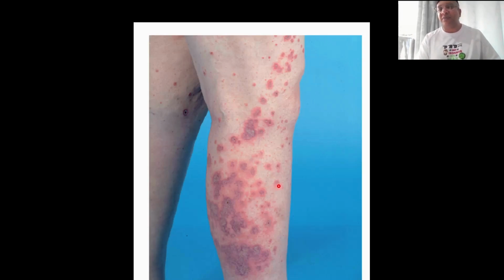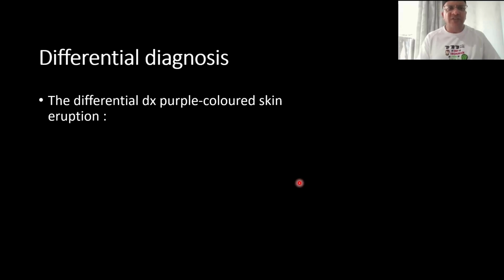And this is what the rash looks like. So it looks really like palpable purpura, right? This is a classic rash, especially of the distribution of the buttocks and the thigh that they give you in OSCE exams. Okay, so we're asking the question now, what is the differential diagnosis for this purple colored skin lesion?